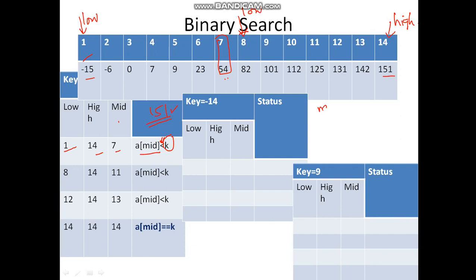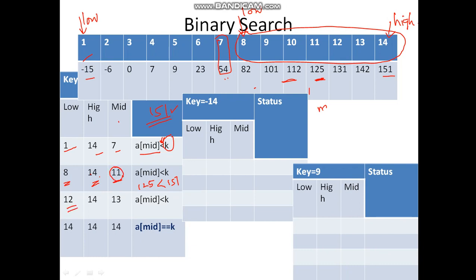That means my problem is now reduced from 1 to 14 to 8 to 14, nearly half. That is the new problem: I have to find out whether 151 is present between 8 and 14. My new mid is 8 plus 14 divided by 2, that is 11. The value at A of 11 is 125, and 125 is less than 151. So I have to update low: low is equal to mid plus 1, mid is 11, so low is 12.